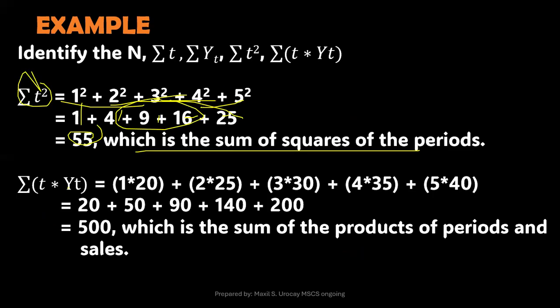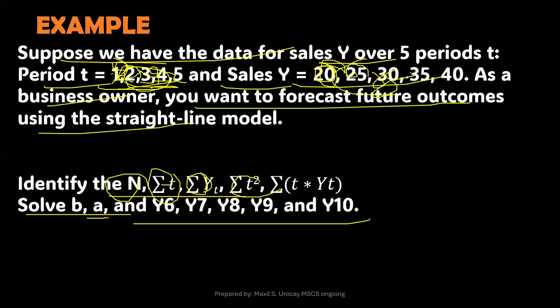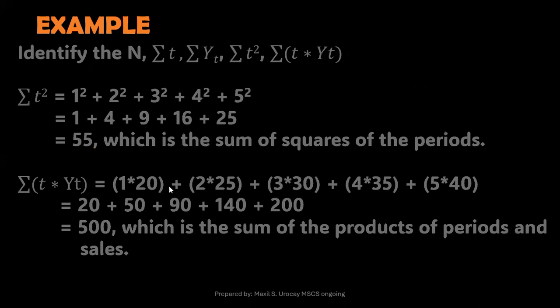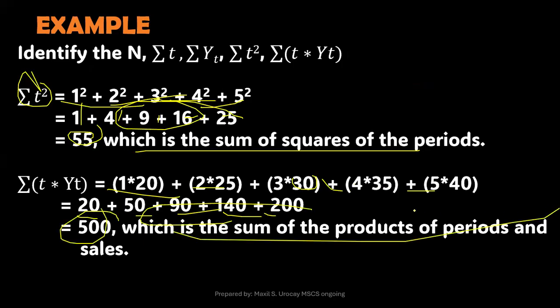Now, you will multiply the T times the Y, so 1 with its specific Y, something like that. So it will be 1 times 20 plus 2 times 25 plus 3 times 30 plus 4 times 35 plus 5 times 40. That's how you build that one. Then 20 plus 50 plus 90 plus 140 plus 200 equates to 500, which is the sum of the products of period and sales. Now, we were able to identify all of that.